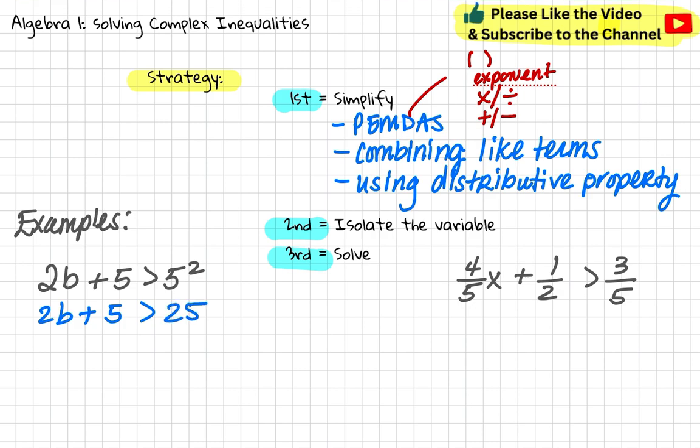Now I'm going to isolate the variable because 2b is not by itself. So I have a plus 5. I'm going to subtract 5. And since I did it on one side, I have to do it on the other. That's canceled. Then I have 2b greater than 20. But b is still not isolated. It's being multiplied by 2. So I have to divide it by 2. Then I'm going to divide by 2 on the other side. So now b is isolated. And then I need to solve. And then I have b is greater than 10.